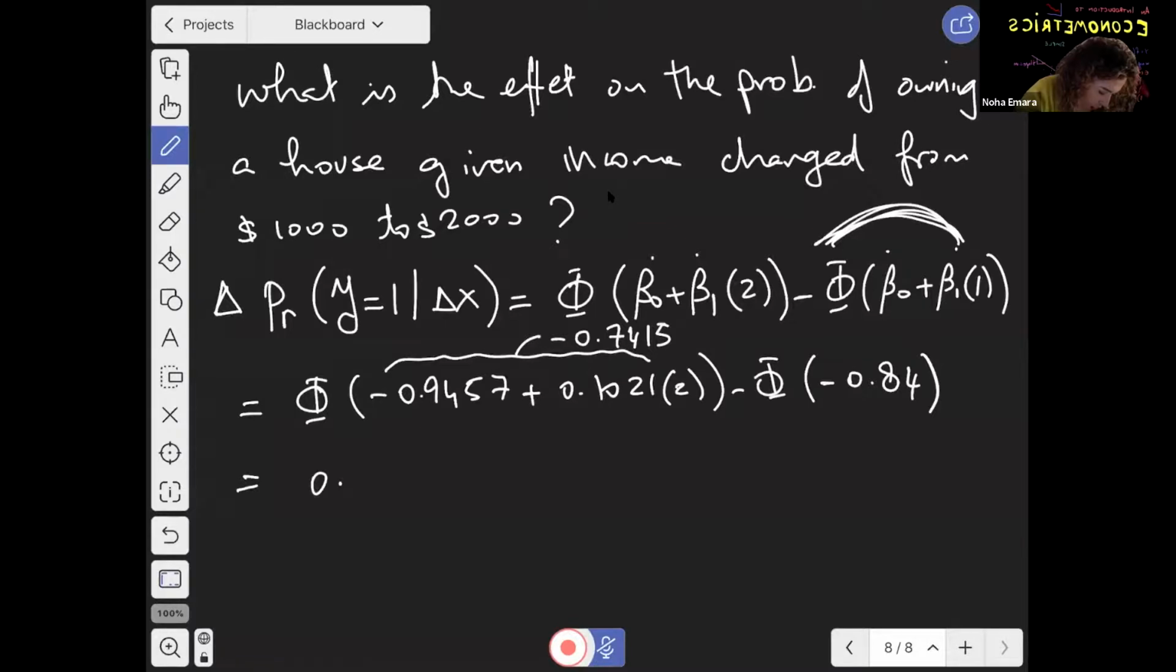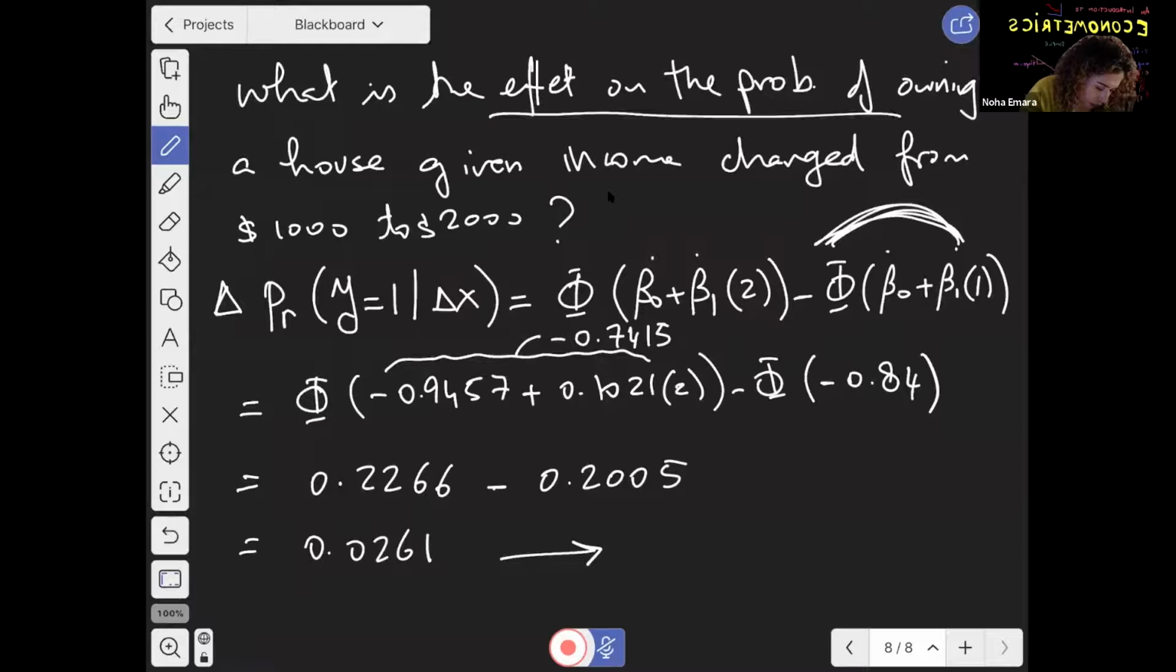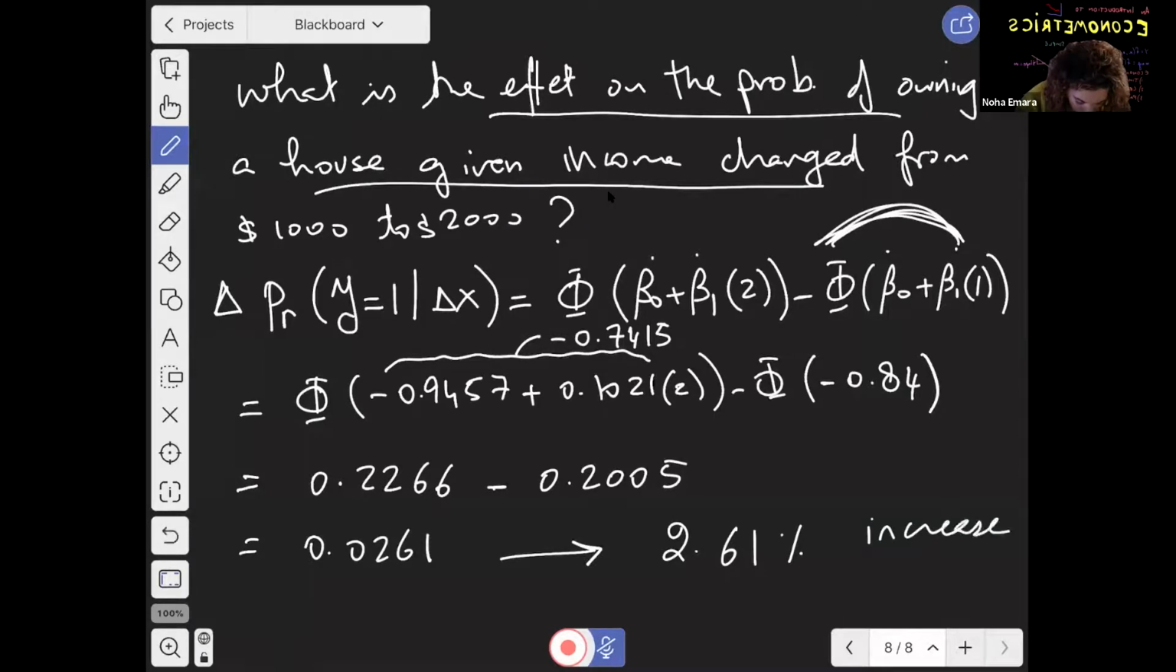as 0.2266 minus 0.2005 equal to 0.0261, and you answer this question by saying the increase in income from 1,000 to 2,000 implies a 2.61% probability, or 2.61 increase in the probability of owning a house.